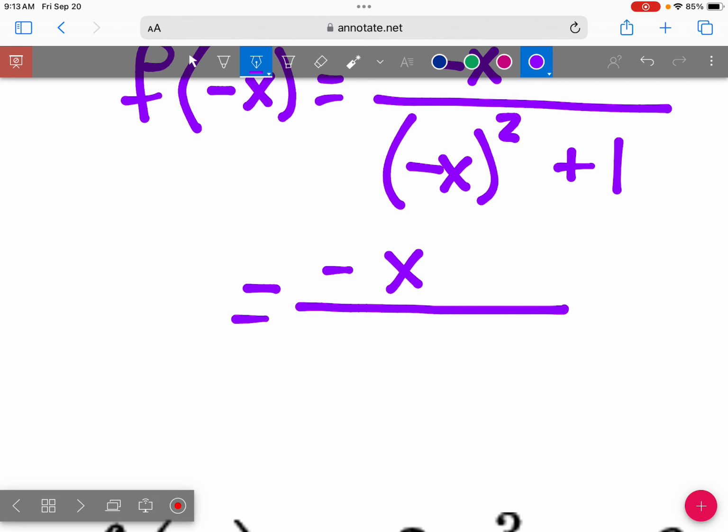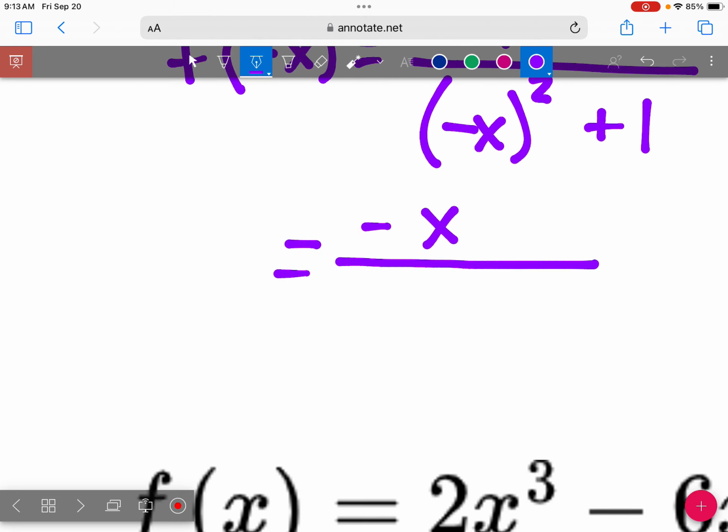What is my denominator? It's just the same thing as, bless you, positive x squared. Negative x squared and positive x squared are the same kind of thing. It's just like to the fourths. When it's even, that negative sign doesn't change anything. Plus 1. That didn't have any x's in it anyway.